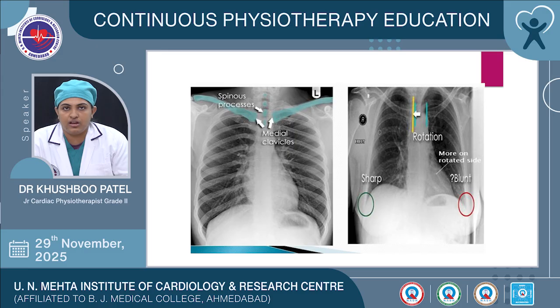In this picture, there are two X-rays. First is normal and second is rotated. In the first X-ray, we can see the spinous processes are aligned and the clavicles are medially located. The costophrenic angle is also seen. In this second picture, the clavicle is rotated, the costophrenic angle of the left side is blunt, and on the rotated side it is hard to see.